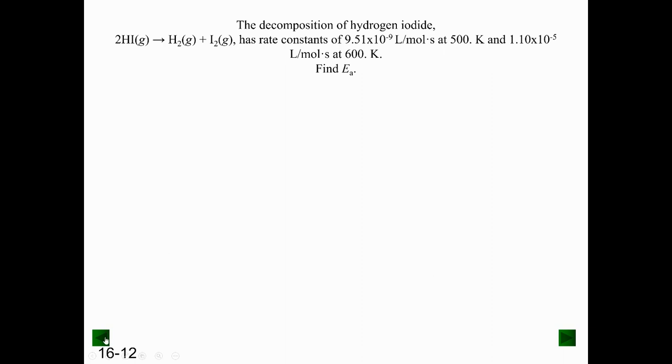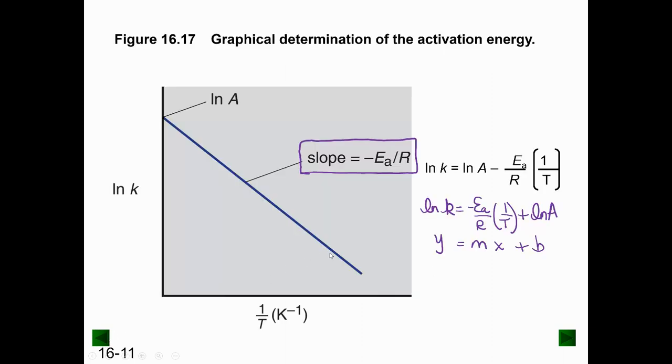Okay, so going back then, let's just say that we have some data for a reaction. And if we're given the slope of this graph, we can always solve for activation energy. Okay, so let's just say, I'll give you a question. Let's just say that the slope of the graph is, let's say, negative 1475.